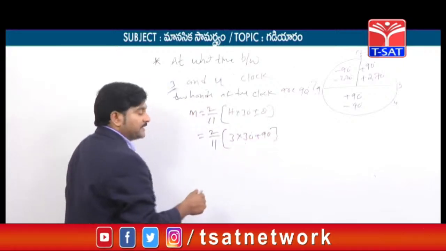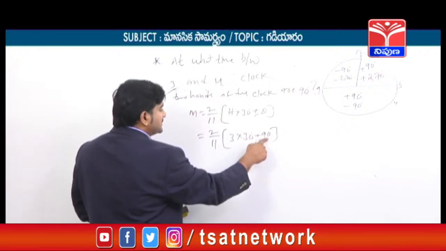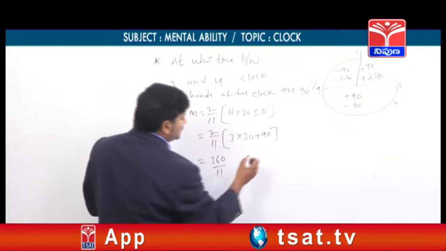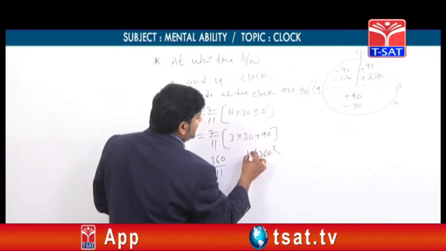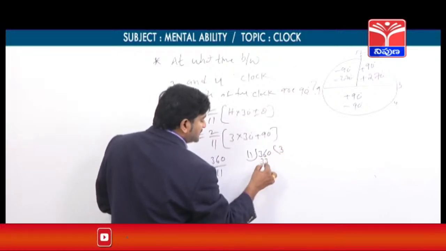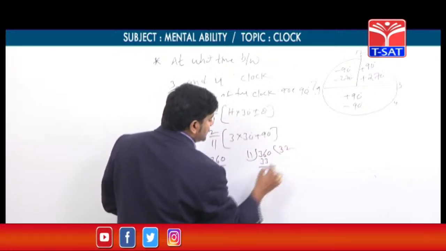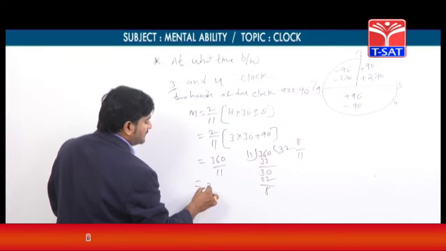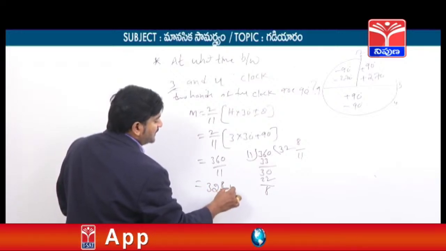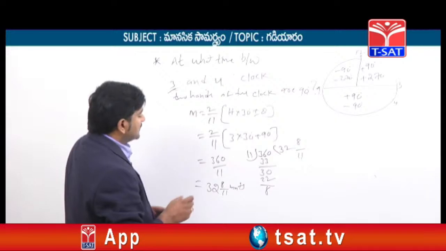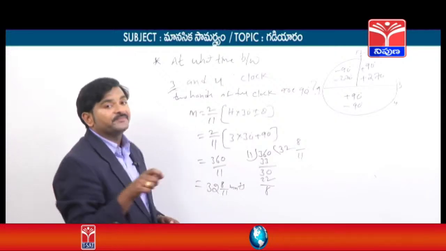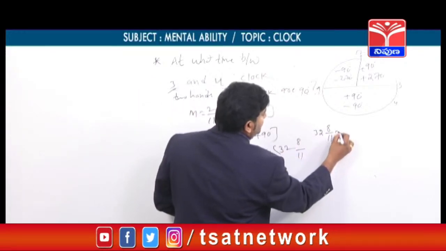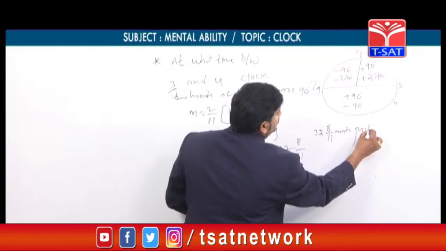3 into 30, 90. 90 plus 90, 180. 180 into 2, 360. So 360 by 11 minutes. So again simplification, 360 by 11 means 11 3s are 33. So here 3 left, 11 2s are 22, 8 left. So what you can say, 32 8 by 11. Final answer is 32 8 by 11 minutes past 3 o'clock.